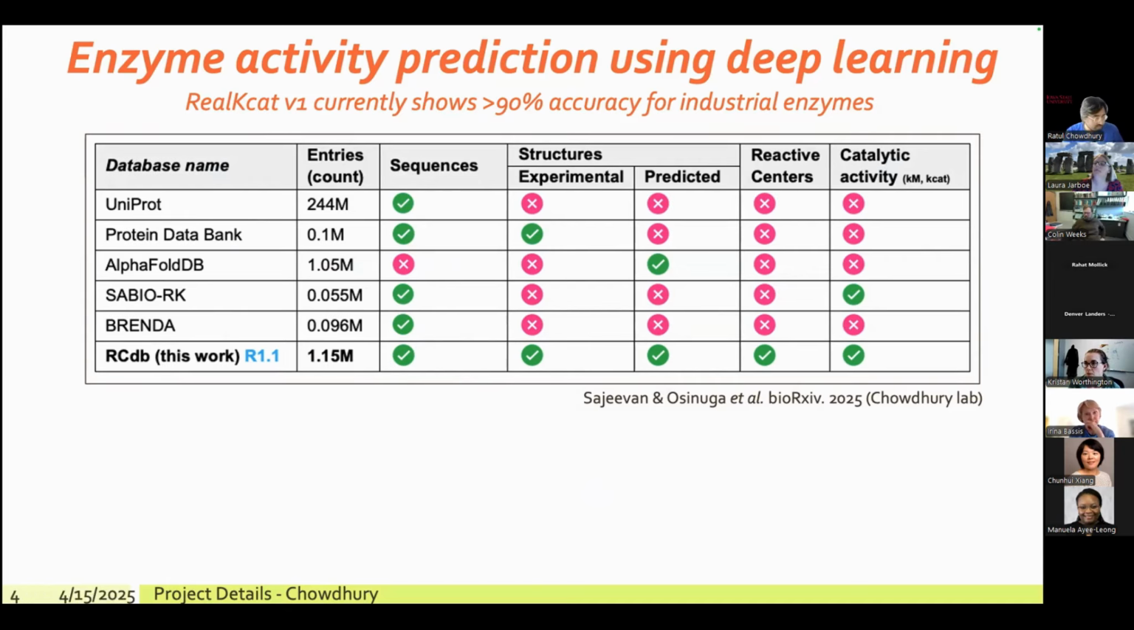So we spent some time in the lab over the last 9 months, as this bioRxiv article is indicative of, trying to set up a machine learning platform to predict the Km and Kcat values of enzymes. There are a couple of other tools out there which do it.